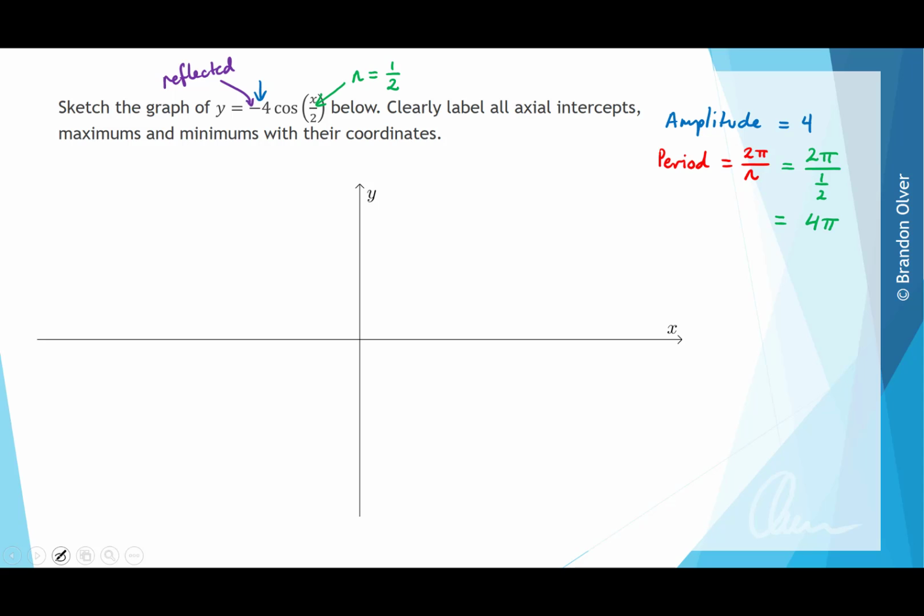So with that information and the knowledge that no other transformations have occurred in terms of translations, so no translations horizontally or vertically, it's actually quite easy to sketch these graphs. So if we start with the fact that it's reflected, instead of having this curve, we're going to have something along the lines of this. And we can actually leave that there because all that's left now is to fill in the values of the maximum, minimums, and axial intercepts.